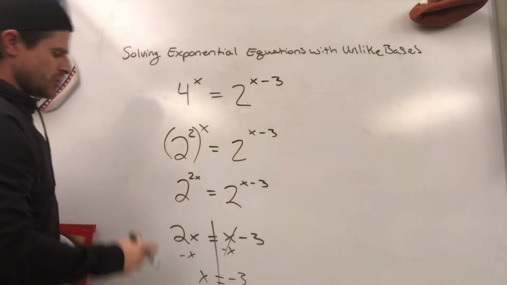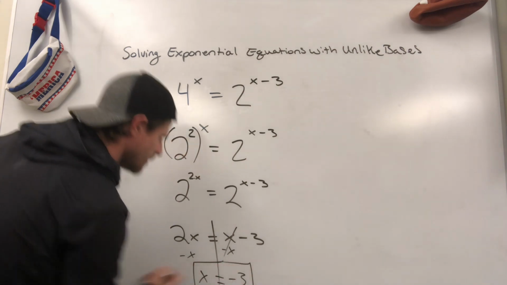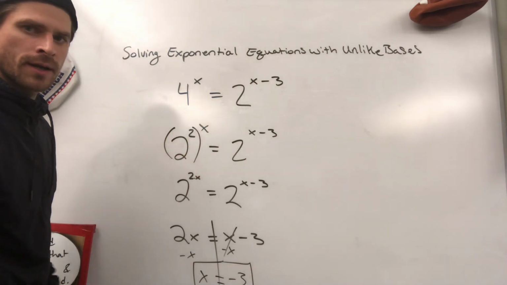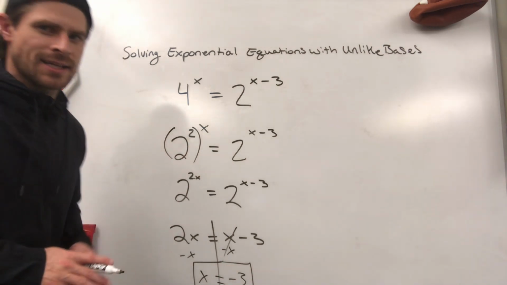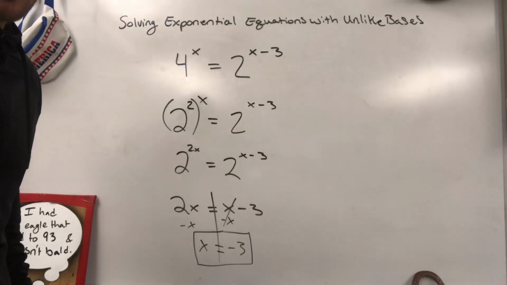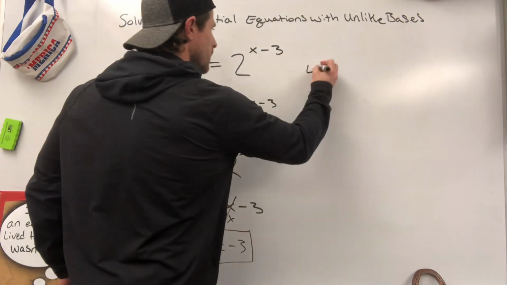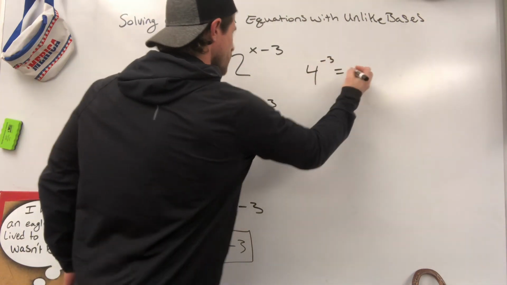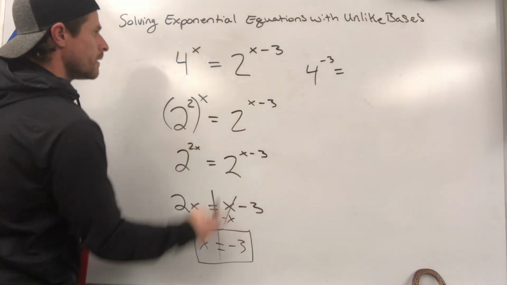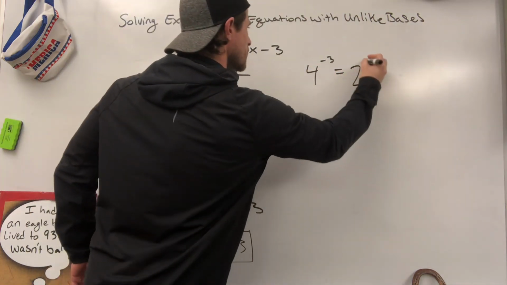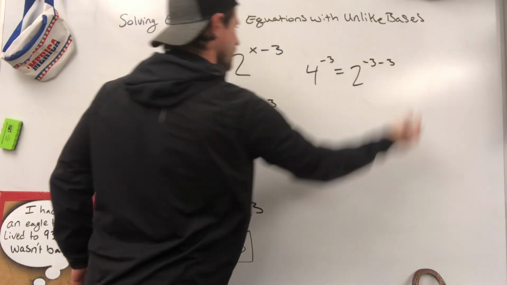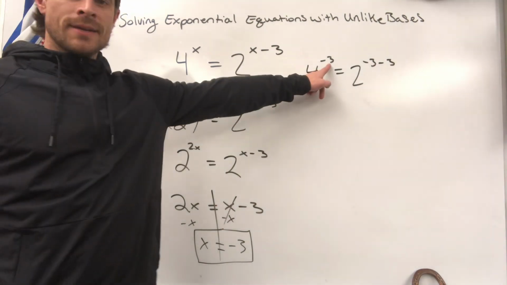Let's check it to make sure this is the answer you would give. Your teacher's going to give you credit for it, but let's prove that it's right. I don't like just being told that something's right. I like to be able to prove it. I'm a math guy. Okay, 4 to the negative third power is supposed to be equal to 2 to the negative third minus 3. Well, what do we know about negative exponents?